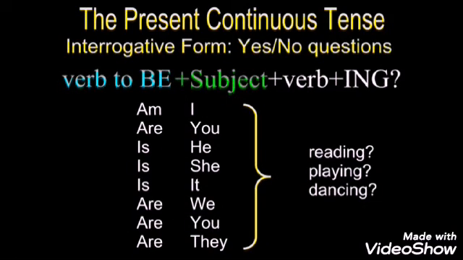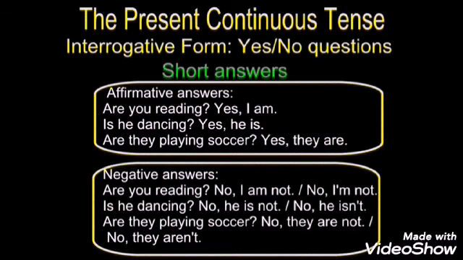So what about the interrogative form or the question? How can we make a question for the present continuous? Firstly, a yes or no question by using verb to be plus subject plus verb plus ing. Like am I, are you, is he. Am I reading? Are you playing? Is he dancing? Is she dancing? Okay, so this is the question form by using am or is or are plus subject plus verb plus ing.